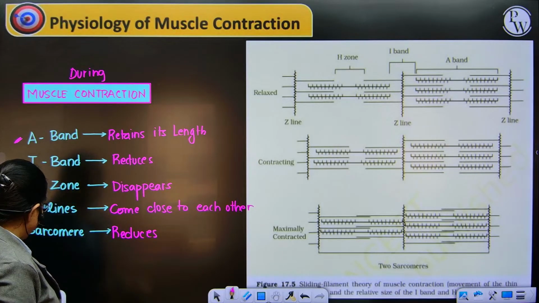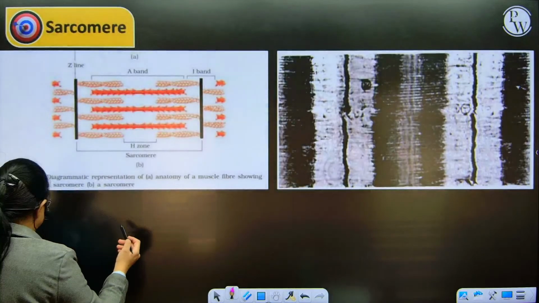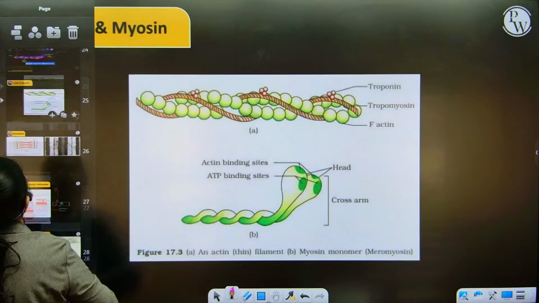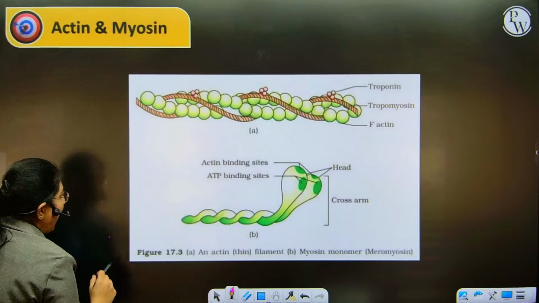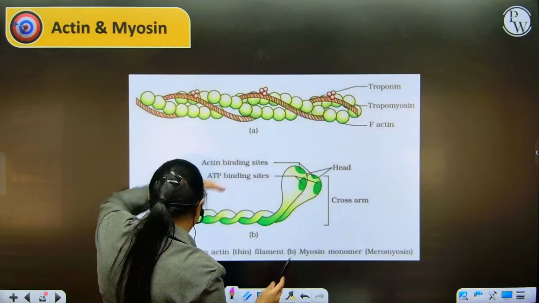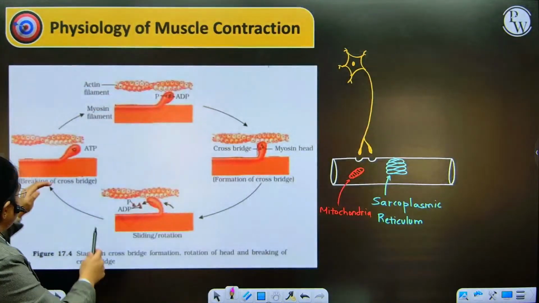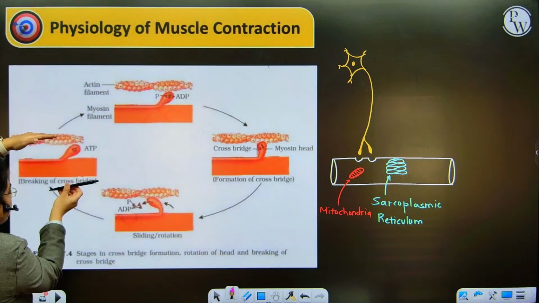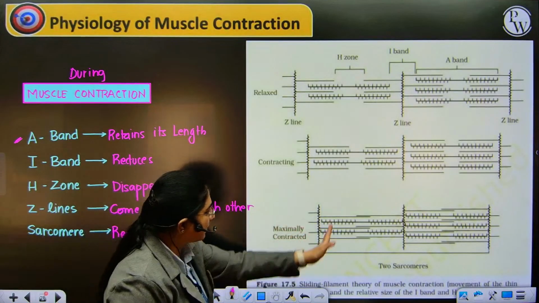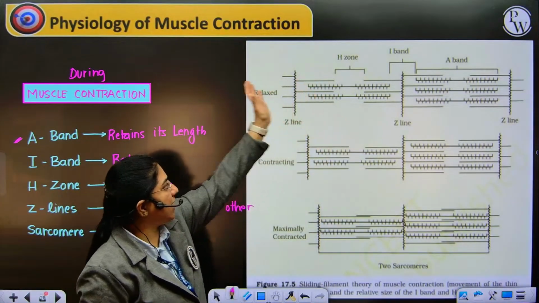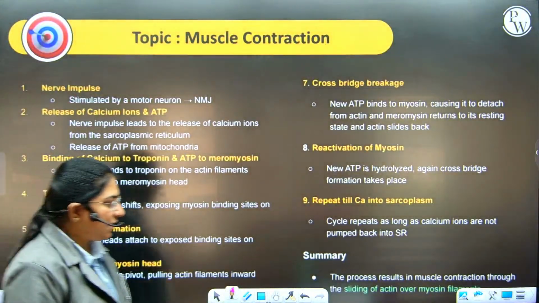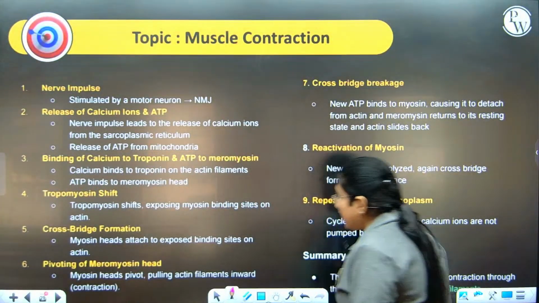Again, when it has to relax, it uses ATP. The meromyosin will use the ATP, it will detach and again come back to its position, and the actin filament will slide back. As it slides back, it moves in this direction, and again everything that has happened here reverses. That is how muscle contracts and muscle relaxes, which I have summarized here for you all.